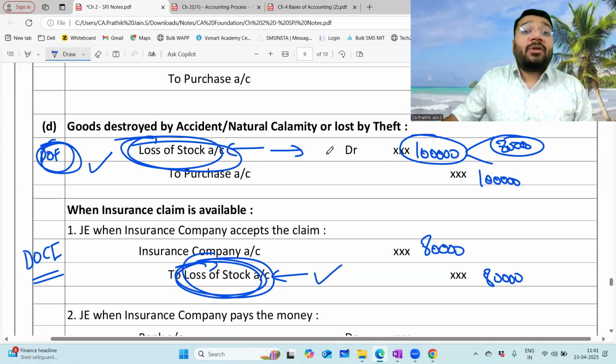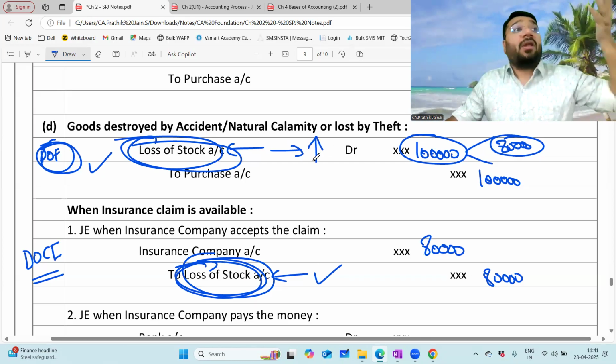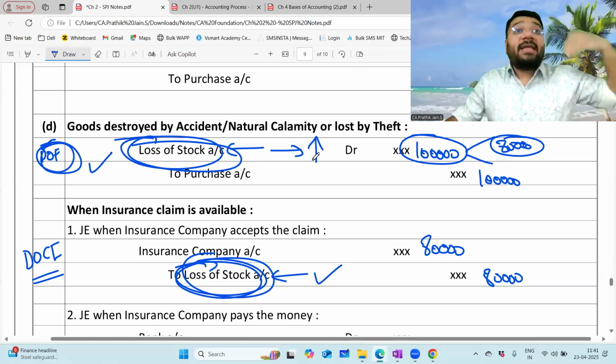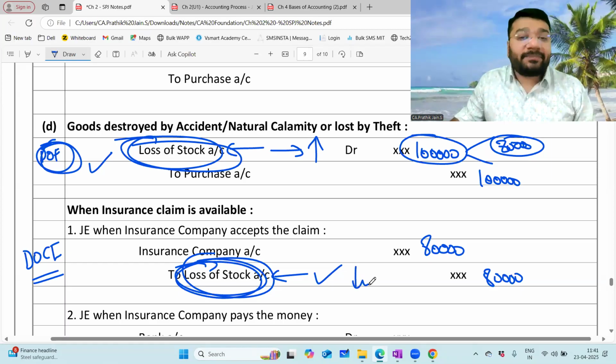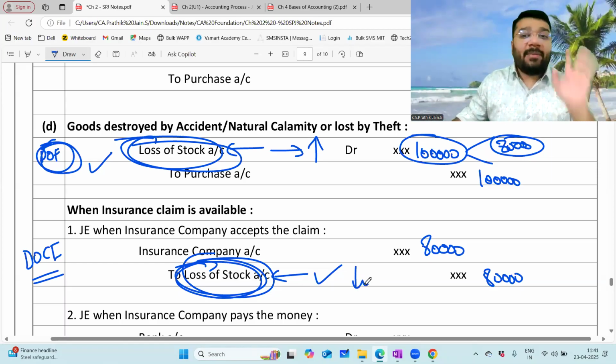So what is the rule here? To increase the loss, I gave a debit. To decrease the loss or to reverse the loss, it is credit. Am I loud and clear? Any problem here?